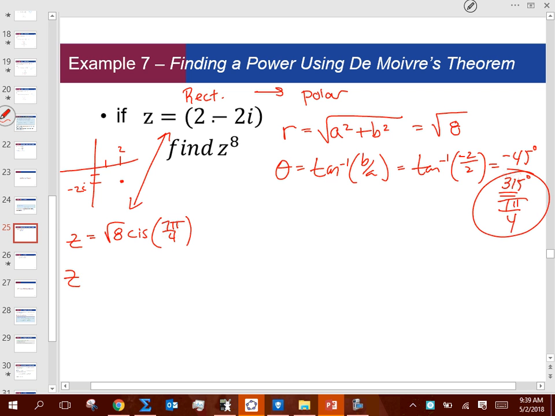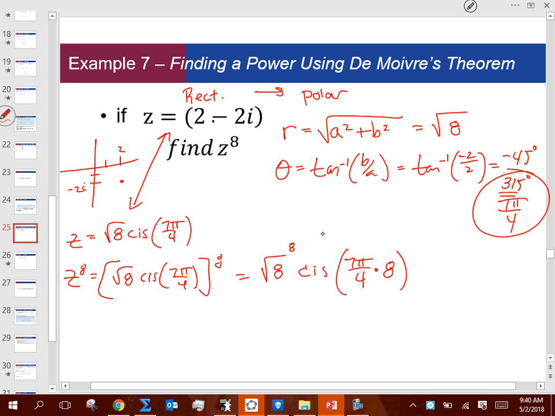All right, so if I want to find z to the 8th, de Moivre's theorem says all you do is you take z, raise it to the 8th power, and that turns into, you raise your r, or your modulus, to the 8th power. You write cis, and then you take your theta, or your argument, and you multiply it by 8. Now, this is the reason I told you not to rationalize the radical 8. Radical 8 is the same thing as what in regards to maybe a fractional exponent?